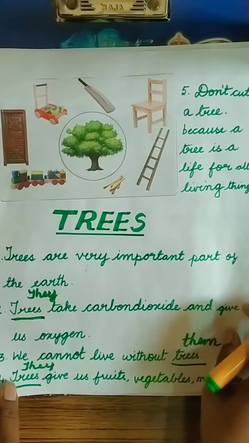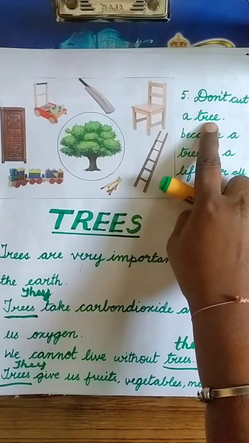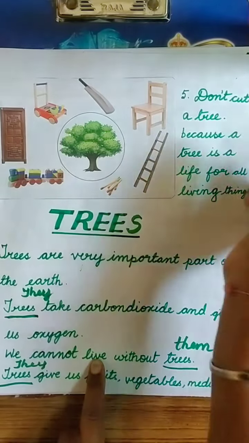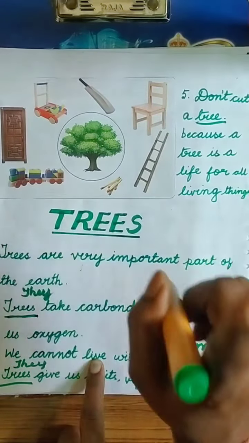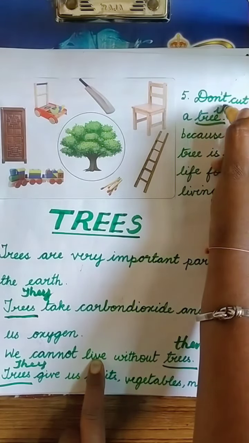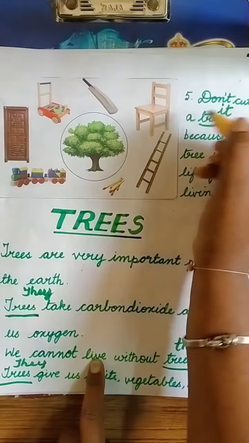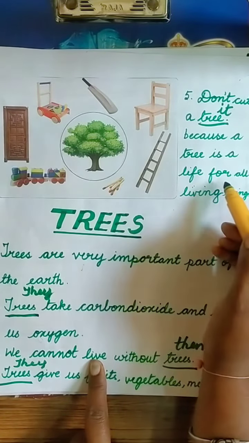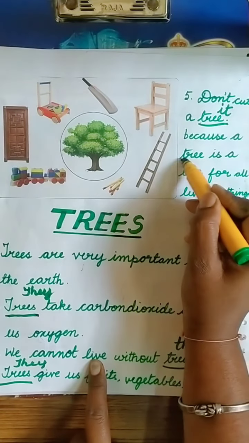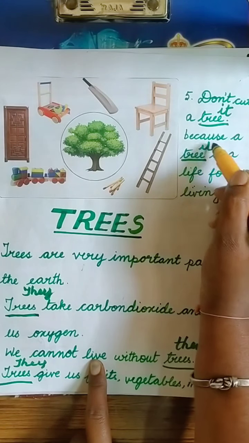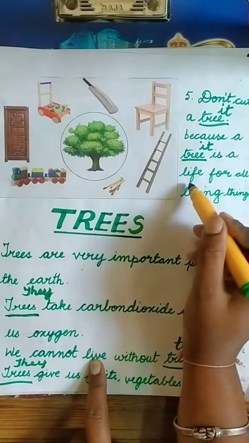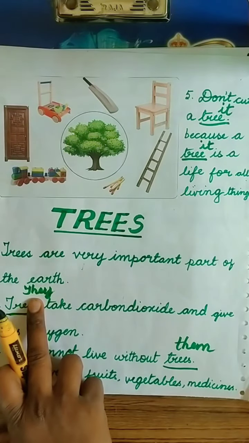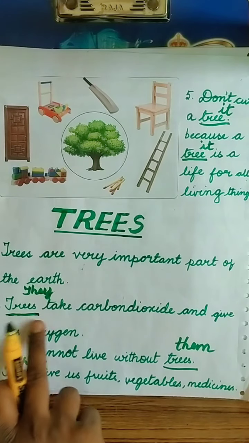The next sentence is, don't cut a tree. Here I am taking into consideration a single tree. So here I can replace it with it. Don't cut it. Right? Because a tree is a life for all living things. So instead of this tree also, I am replacing it with it. Because it is a life for all living things. So these are the pronoun words I am using for the word trees.